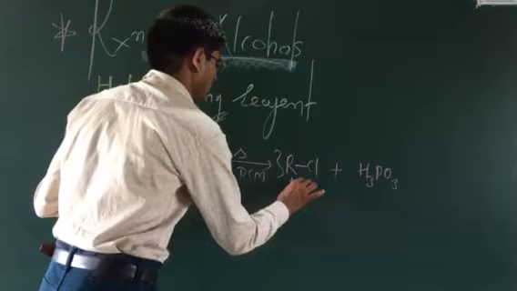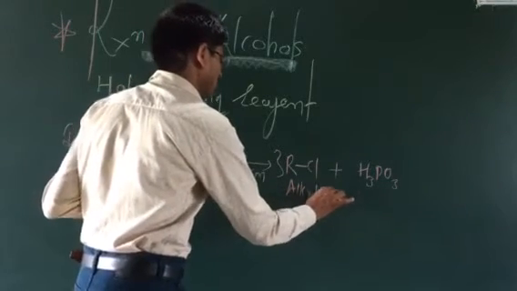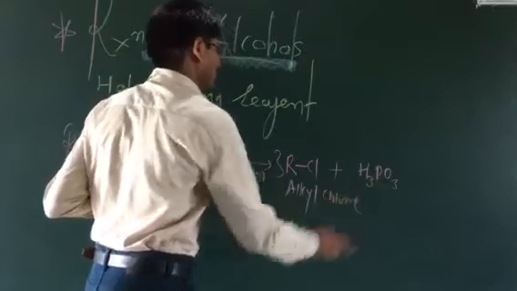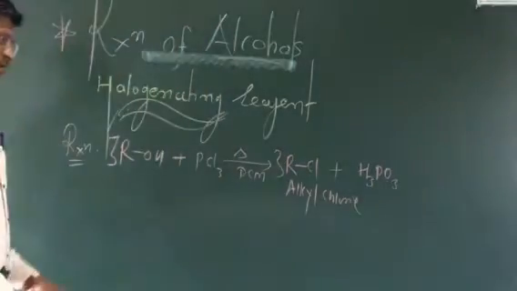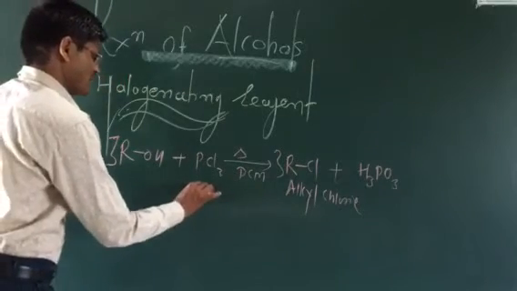Formation of alkyl chloride is the product, and the side product is phosphorous acid, H3PO3. It is known as phosphorus trichloride.